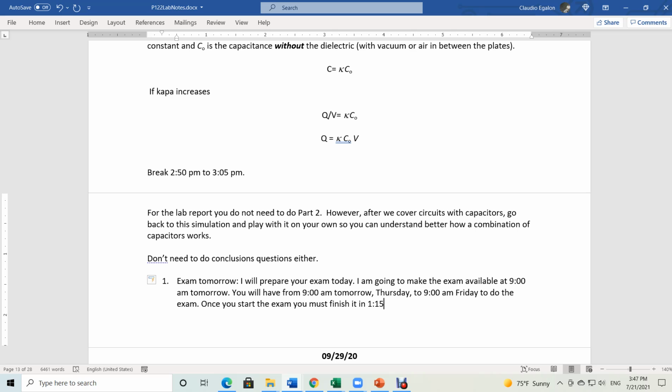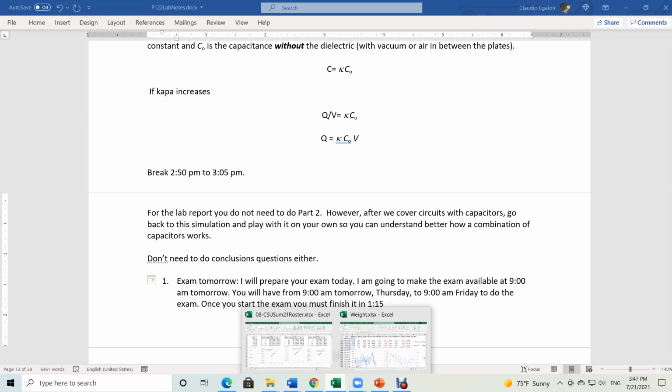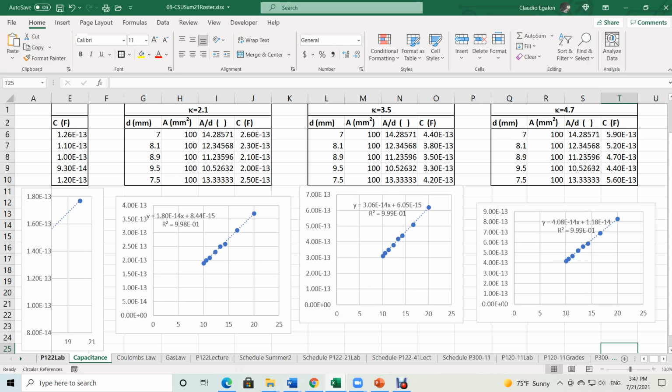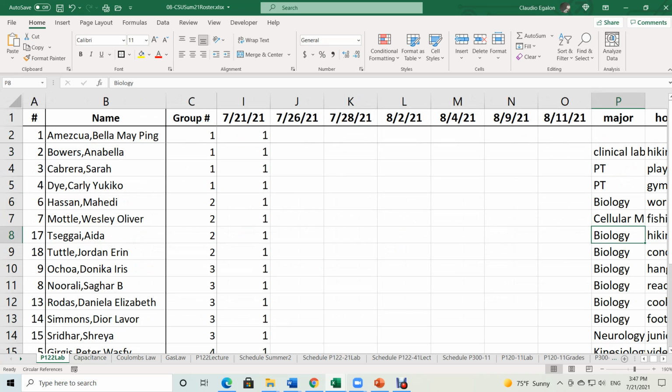Okay? You cannot start the exam, pause, come back later on. No, you cannot do that. You have 1 hour and 15 minutes to do the exam once you start it. But you have a window. Everybody can do that tomorrow? Do we have any important meeting that you have to attend? Let me go through one by one for you folks, so you don't have any problems here.